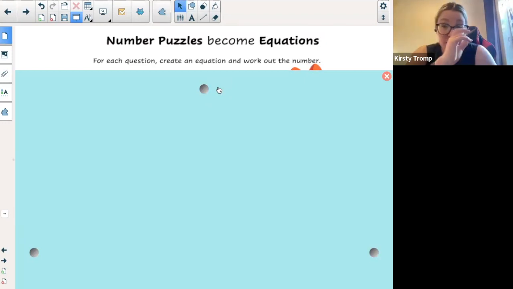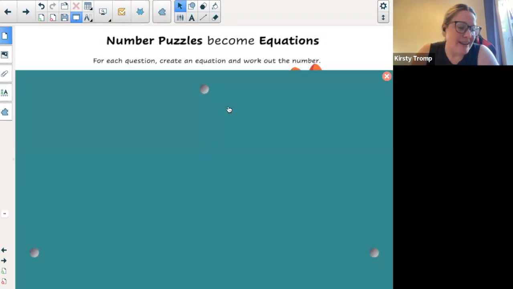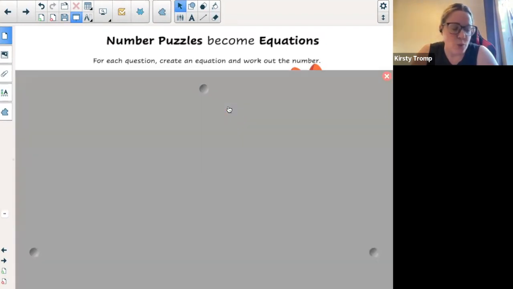All right, so guys, in maths, when we don't know what a number is, or when we're trying to work out a number, often what we will do is turn the number that we don't know into a letter. You can pick any letter that you want to. I like to use the letter K because K is for Kirsty, but most maths teachers like to use the letter X.